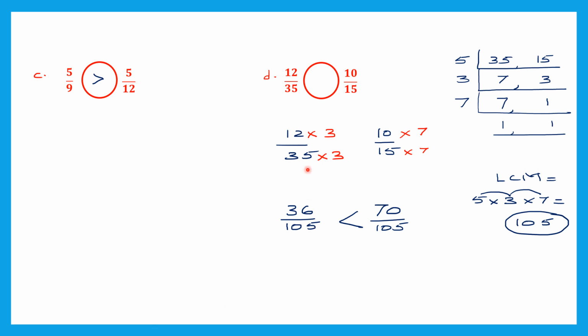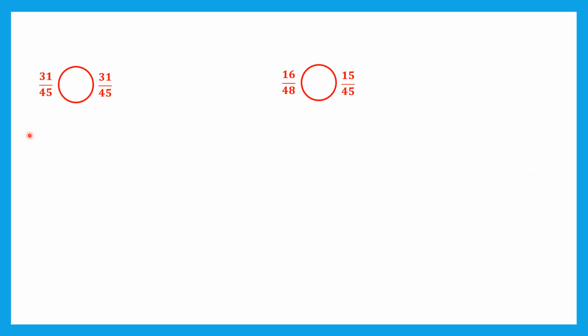So let's go back to the question. 12 by 35 became 36 by 105. 10 by 15 became 70 by 105. So if this is greater, that means this fraction is the greater one. So let's draw the symbol there. So that is our answer. Question E. 31 by 45 and here also 31 by 45. So that means they are equal to each other.